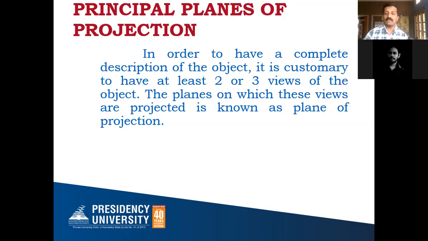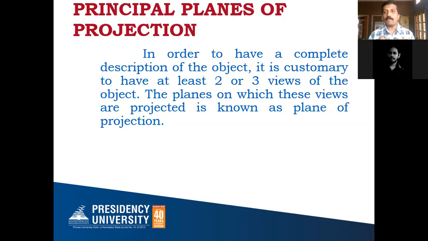And the third one is the profile plane. The side walls on either side of me, left and right, are also in the vertical direction only. They are called the profile planes. So these three are the principal planes of projection. On these three principal planes only we need to draw the different views. That's what is given.